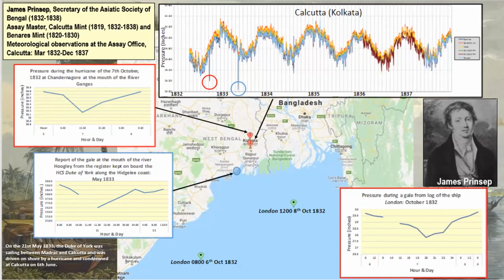So we can look at other sorts of records from other various people working in the Indian situation in the East India Company, etc. James Prinsep, who has many roles there, Secretary of the Asiatic Society, involved in the Assay Office, etc. And he recorded a series of data, and I've only published the pressure data here, several times a day in the colour along the top of the traces you see there. And that period from 1832 to 37. And you see I've highlighted with a red and a blue circle dips in the pressure.